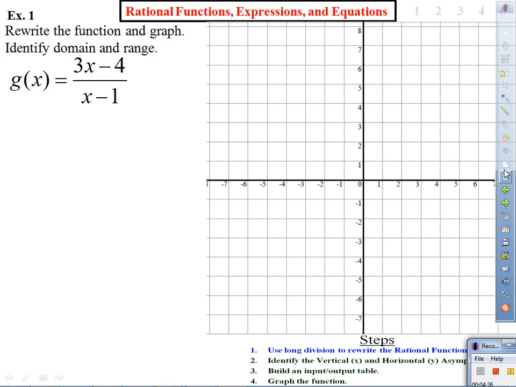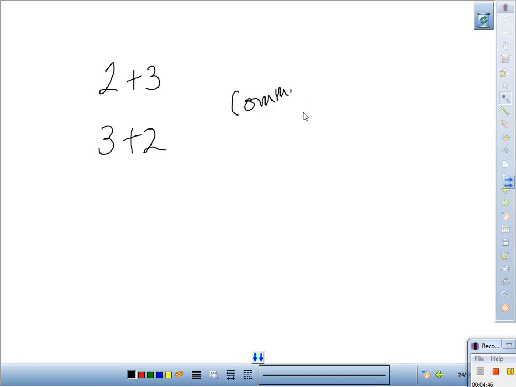All right, before I get started with this, quick recap in regards to some of the properties that we covered at the beginning of the school year in Algebra 1. Here goes 1. Let's see, 2 plus 3. Can I write it as 3 plus 2? Yes, what allows us to do that? Commutative property of addition. Okay.